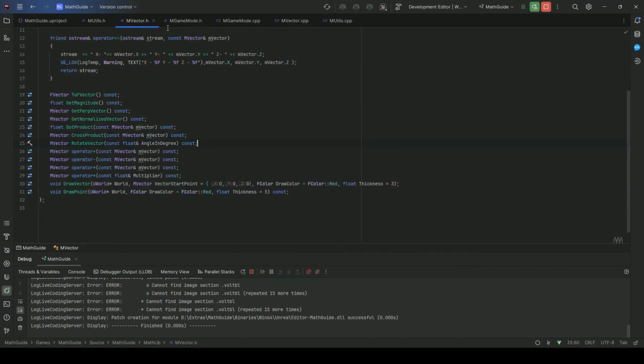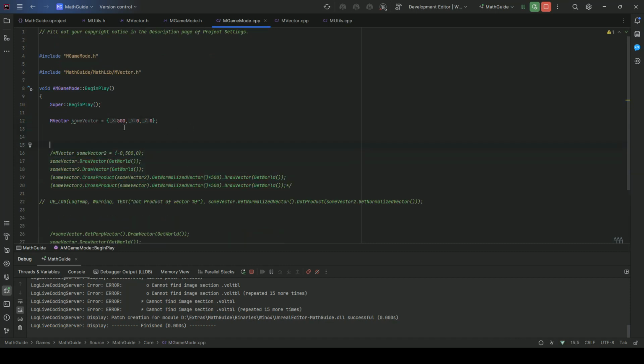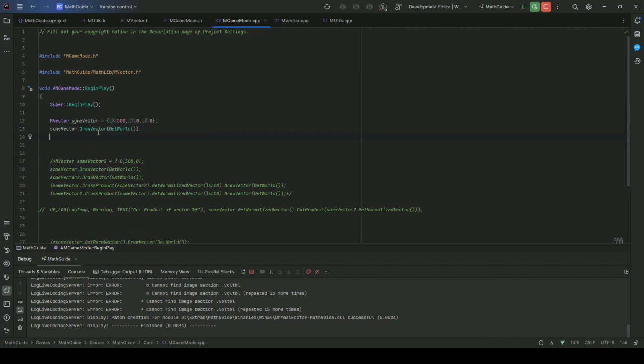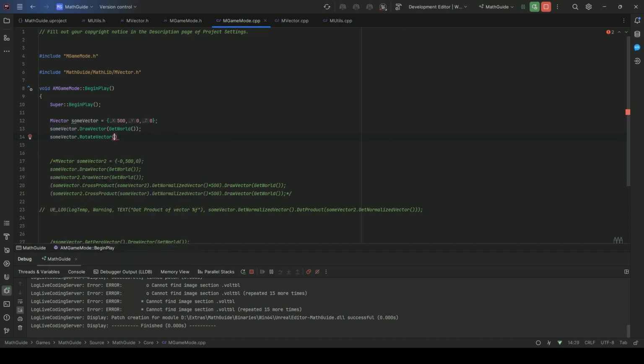So let's see if it is working fine or not. In the game mode we defined two vectors, right? Now we don't want them. We have already tested them. I will just comment everything out. First I will draw this vector, copy paste. Next I will rotate this because I know this is pointing in the x direction. I will rotate it by 45 degrees and then draw it. So some vector dot rotate vector with 45 degree angle and draw vector, get world. Perfect.